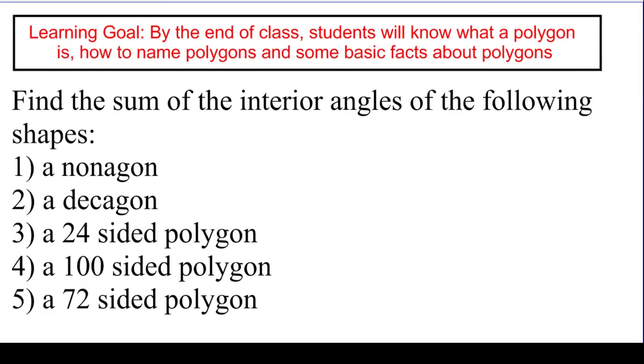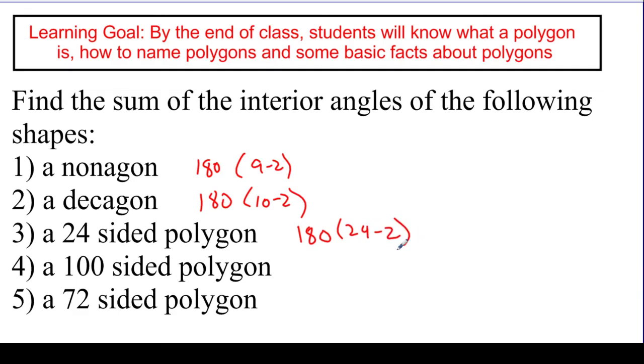There are several more of these if you want to try them out. For each of these, I'm not going to simplify. A nonagon is a 9-sided shape, so 180 times 9 minus 2. A decagon is a 10-sided shape, so this is 10 minus 2. You can see the pattern. Usually anything larger than 12, we call an n-gon and just state the number of sides. So a 24-sided polygon is a 24-gon, and we'd say this is 180 times 24 minus 2. You can see these problems are very straightforward. We just plug the number of sides into 180 times n minus 2, and that gives us the total number of degrees in that shape.